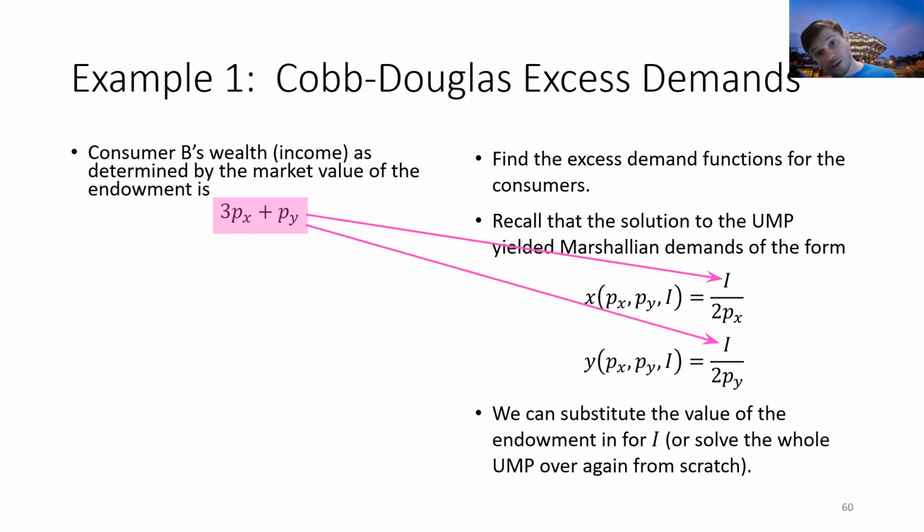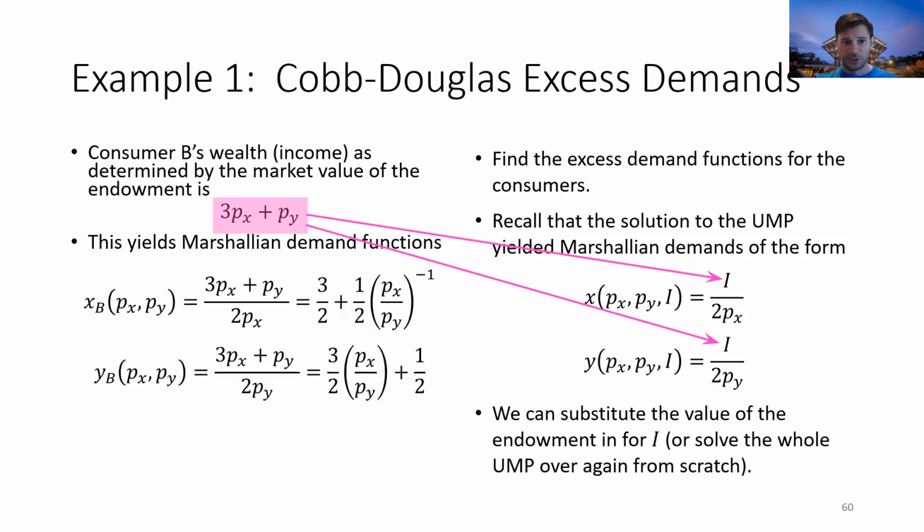So if we plug that value in for the income function in those demand curves, which again, those demand curves on the right came from solving budget constrained utility maximization, this will yield the following Marshallian demand functions for individual B. Okay, notice again, we've made the price ratio pretty visible here. It's a good idea to write this in terms of PX over PY.